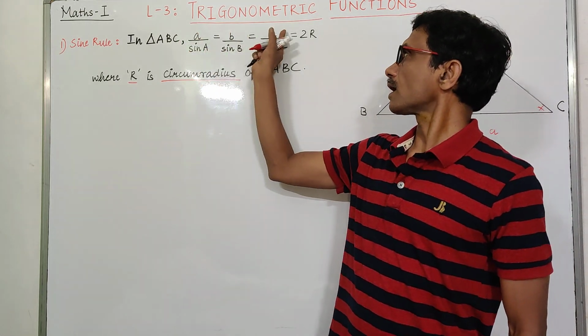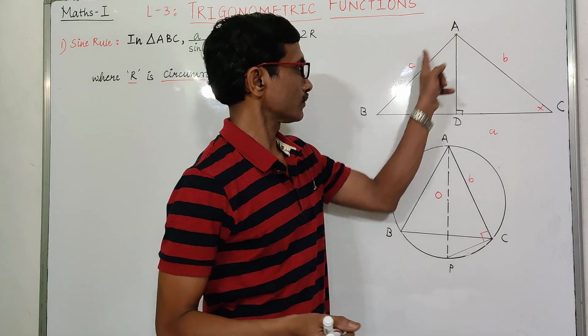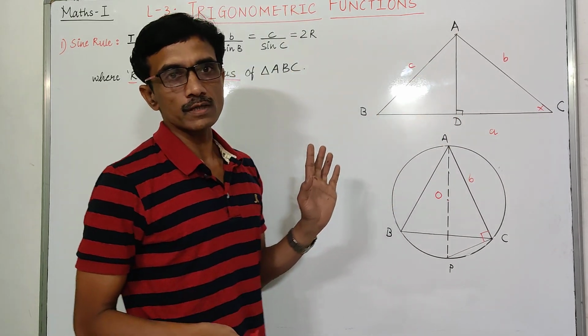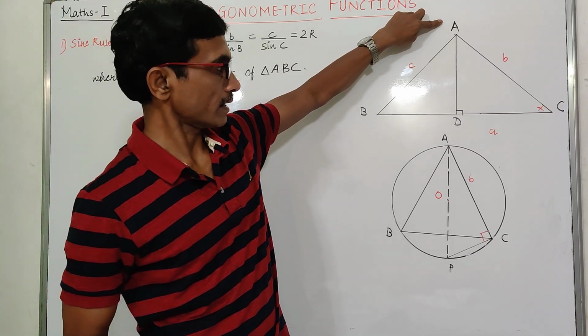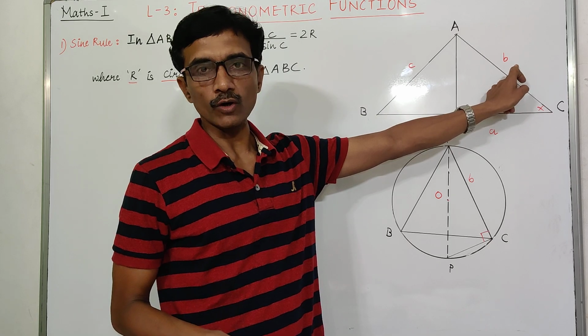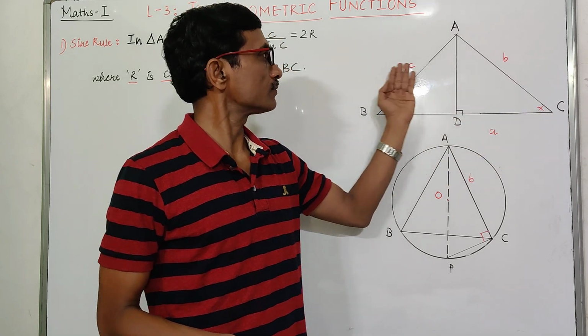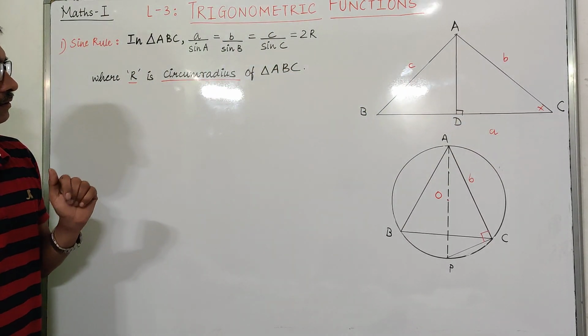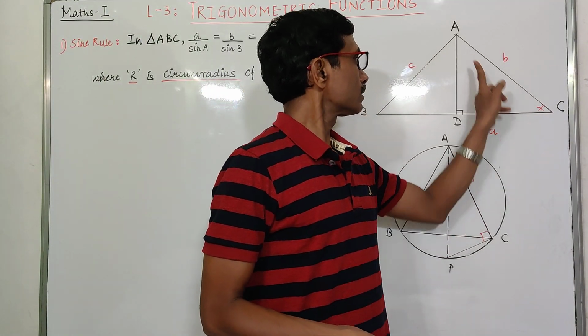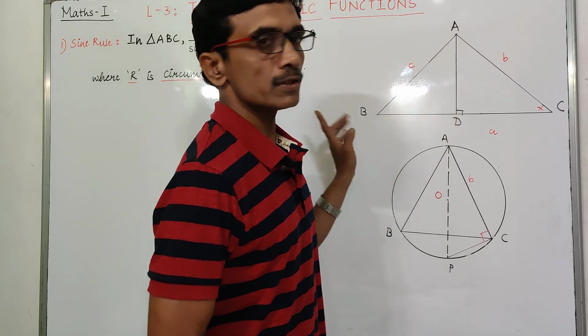Now a, b, c are what? In triangle ABC, our usual notations are: side opposite to angle A we denote by small a, side opposite to angle B we denote by small b, side opposite to angle C we denote by small c. So these are our usual notations. That means BC is equal to a, AC is equal to b and AB is equal to c.